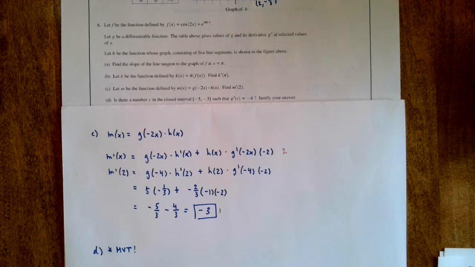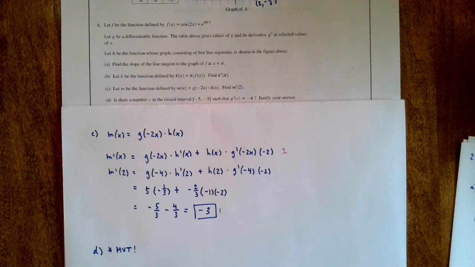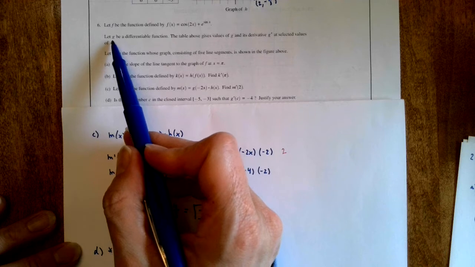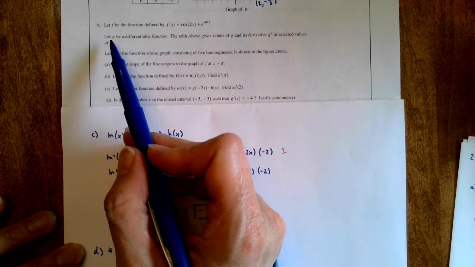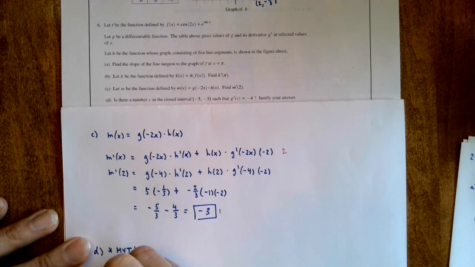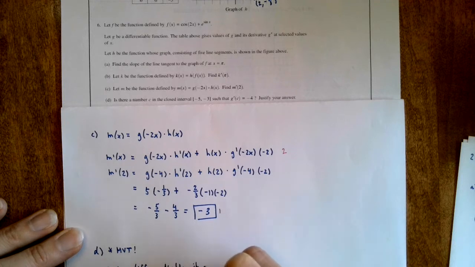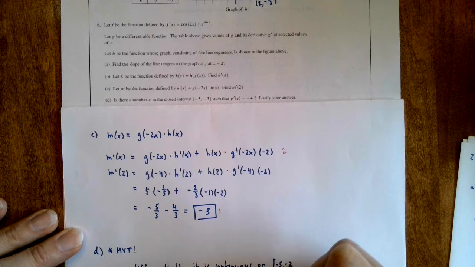So remember, to use the mean value theorem, we have to show that our function is, excuse me, continuous and differentiable over the interval. Well, they told us here that our function was differentiable. So if it's differentiable, it had to be continuous. So what I would say is, since g is differentiable, it is continuous on that interval from negative 5 to negative 3.